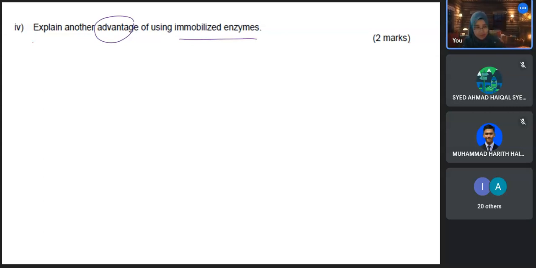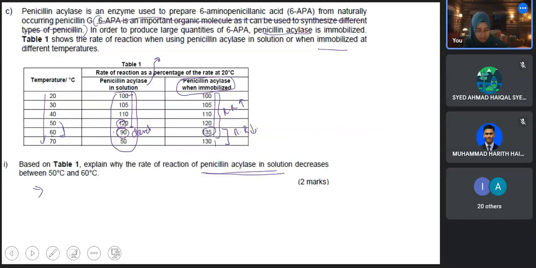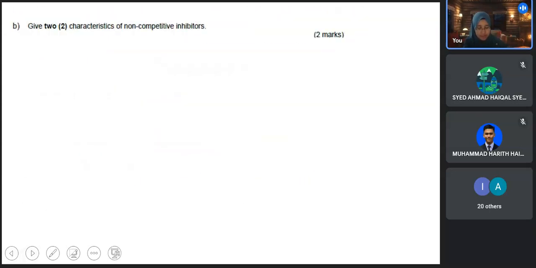So I think that's it. Ada soalan lagi? Yang lain ni semua sama je lah kan. Characteristics of non-competitive inhibitors tu kita dah go through kan.